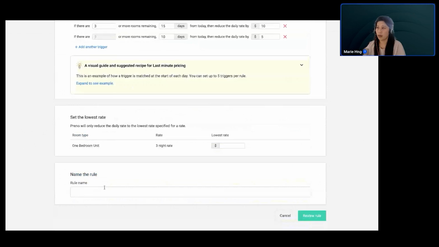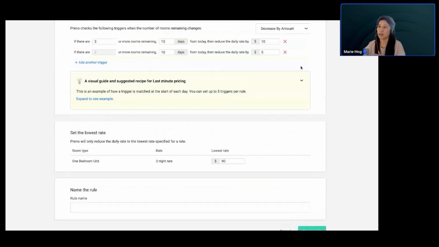And the good thing about the last minute pricing is you also have this additional safety measure. So my 1-bedroom unit, say the base rate is $100. I'm happy to go lowest 90, nothing less than that. So what this means is if the rules set up actually bring the rates down to below 90, it will cap it at 90. So at least you have the assurance that it's not going to go anything lower than this rate. Regardless of what you set up here, it will cap at whatever the lowest rate you have set for the room type, as a safety measure.